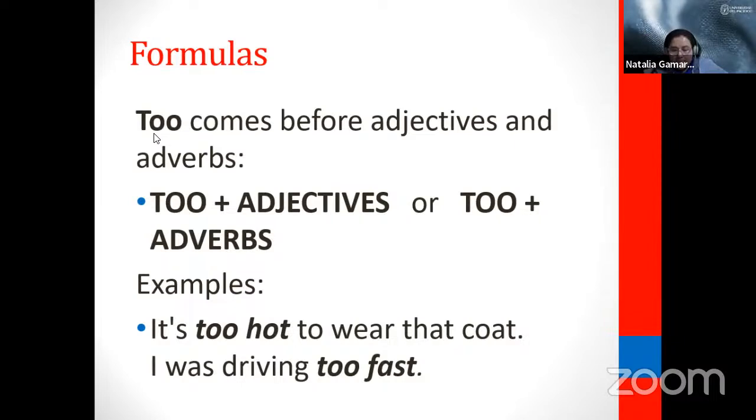The adjective describes the situation, and the adverb qualifies the meaning of the verb. For example, too fast. How am I driving? Too fast.